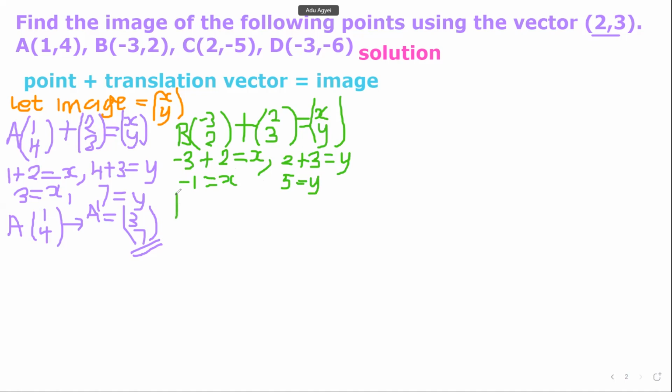Therefore, when point B, which is (-3, 2), is moved by a translation vector 2 right, 3 up, the new image that will form there, which is B prime, will be (-1, 5). And that will be the image for that.